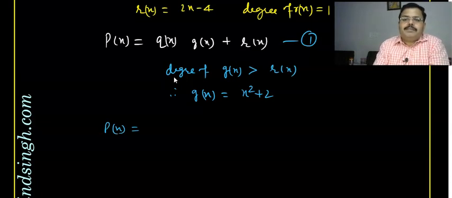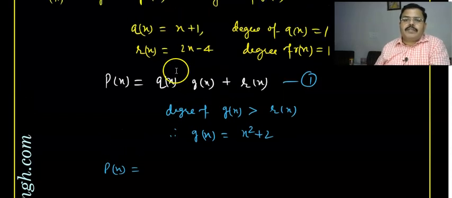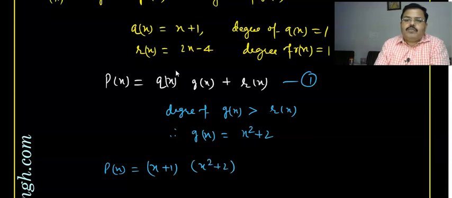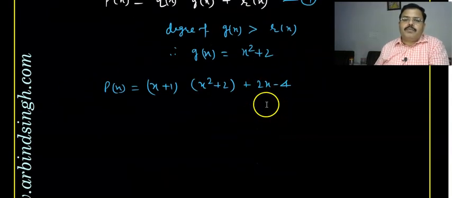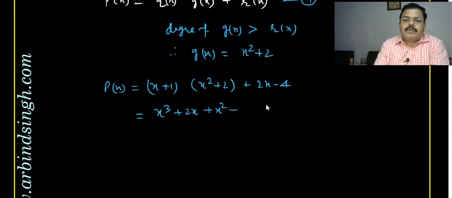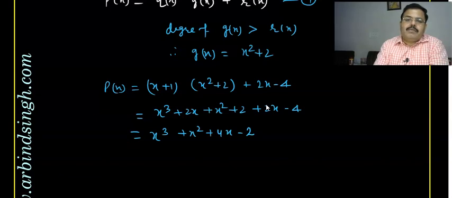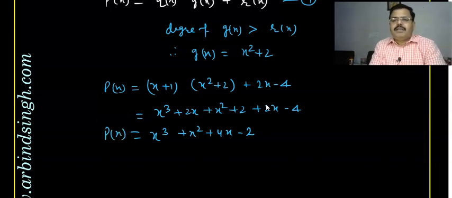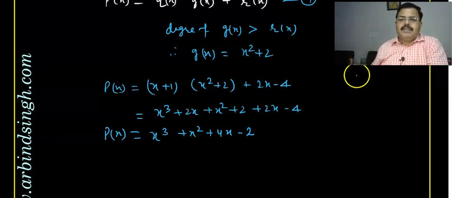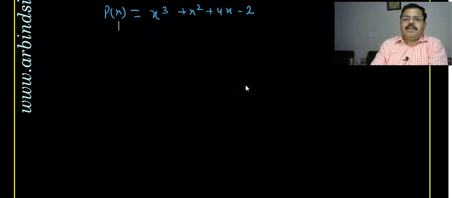even linear can also be quadratic or cubic. q(x) is x plus 1, g(x) I have taken as x square plus 2, and r(x) is 2x minus 4. Now the polynomial will be x cube plus 2x plus x square plus 2 plus 2x minus 4, and that finally comes to x cube plus x square plus 4x minus 2, and that will be p(x). You can take any example; there will be an infinite number of examples, as I said, and there is no specific example which must be taken.